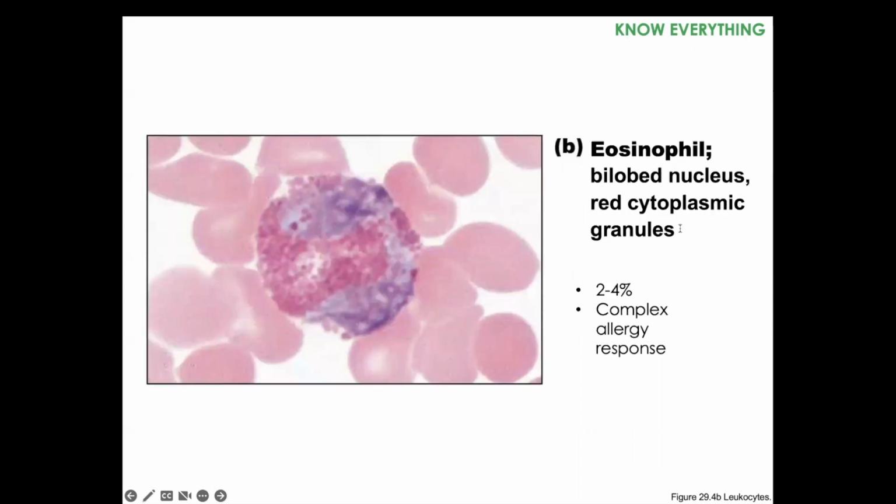Here is an eosinophil. They have a bilobed nucleus and have red granules. They make up 2 to 4% of our white blood cells and play a role in our allergy response and defense against parasites.